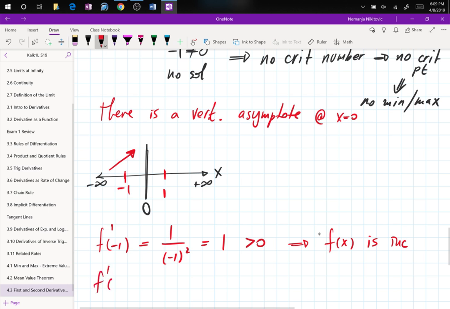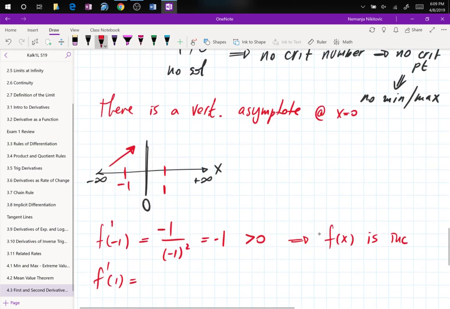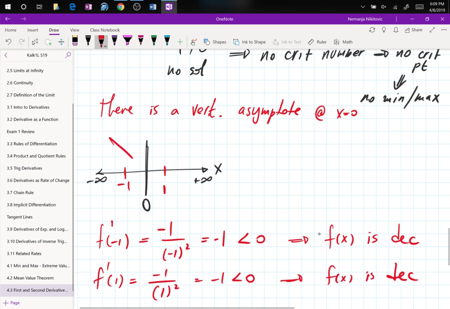And then we have f prime of 1. Oh, wait, guys, this is a negative 1 over x squared. There we go. I was wondering what's wrong. And now I have -1 over +1 squared, which is still -1, which is still less than 0, which is still decreasing. So both are decreasing. Do we see that we do not have a change to have a min or a max? Right? There's no change. So it's decrease, decrease.